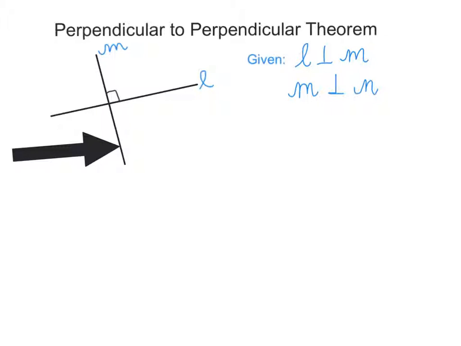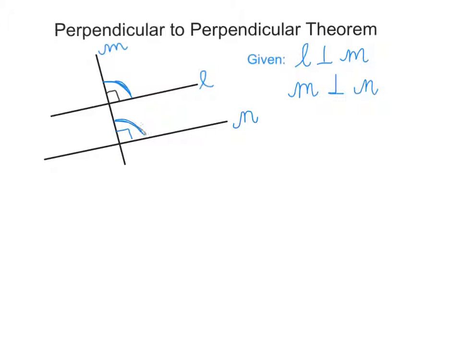Okay, so if I were to draw, oops, let's delete that. Don't know how that happened. Okay, if I draw a line here, this line here is going to be line N. And I know that it's perpendicular to line M, right? They form that right angle. All right, so I know that this angle here is congruent to this angle here because they're both 90 degrees. Okay, so this means then L is actually parallel to N here, okay?